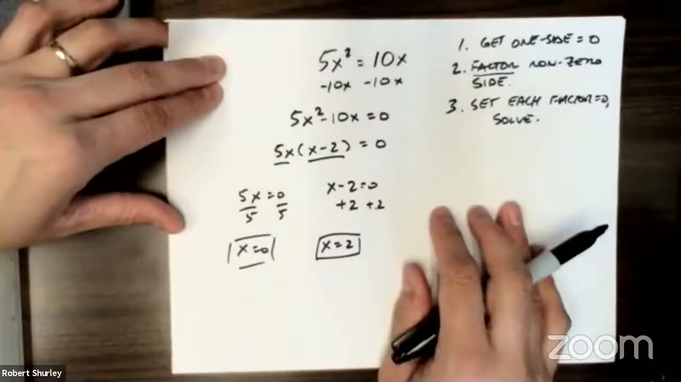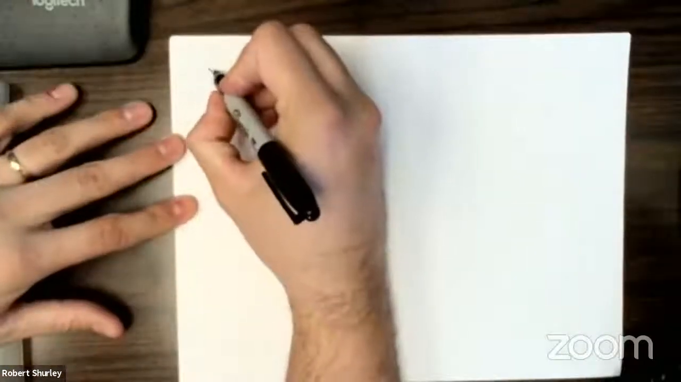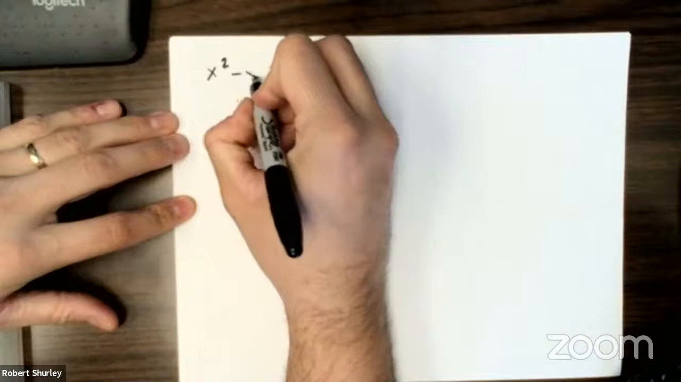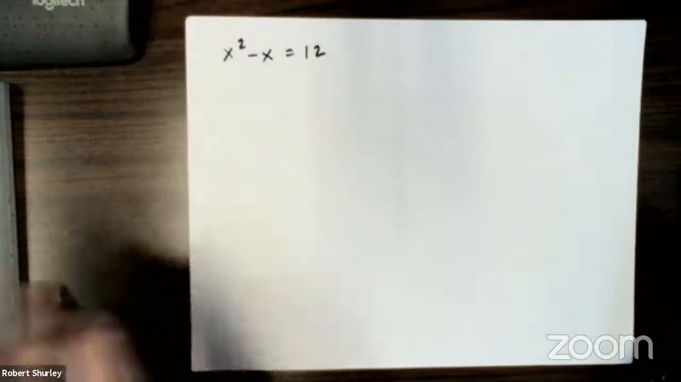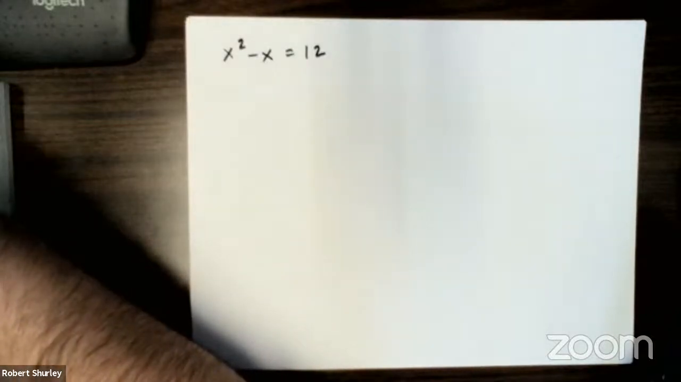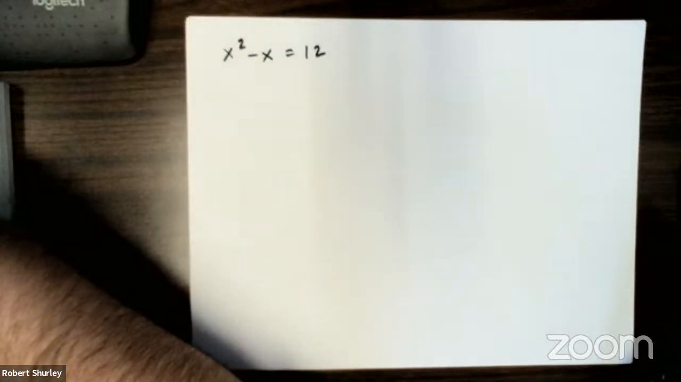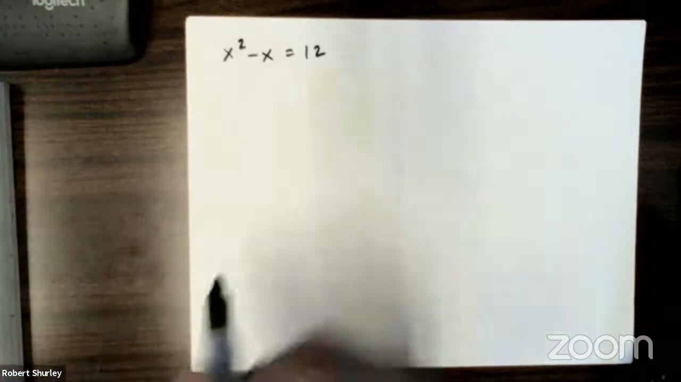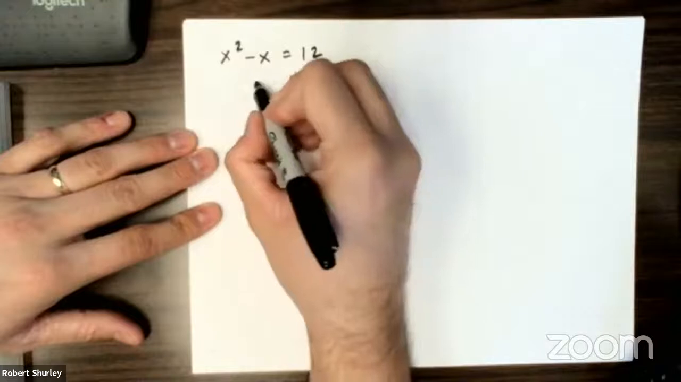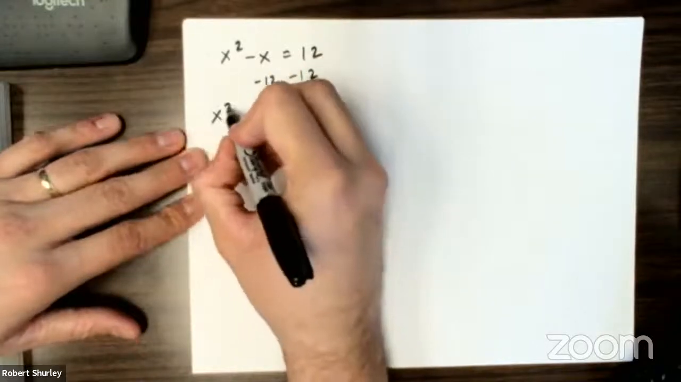Okay, so let's look at one that's maybe a trinomial. Let's say we had x squared minus x equals 12. I'm going to try to do a few on the same page so we don't burn through so many pages today. So first I'm going to subtract 12. I've got to get one side equal to 0.